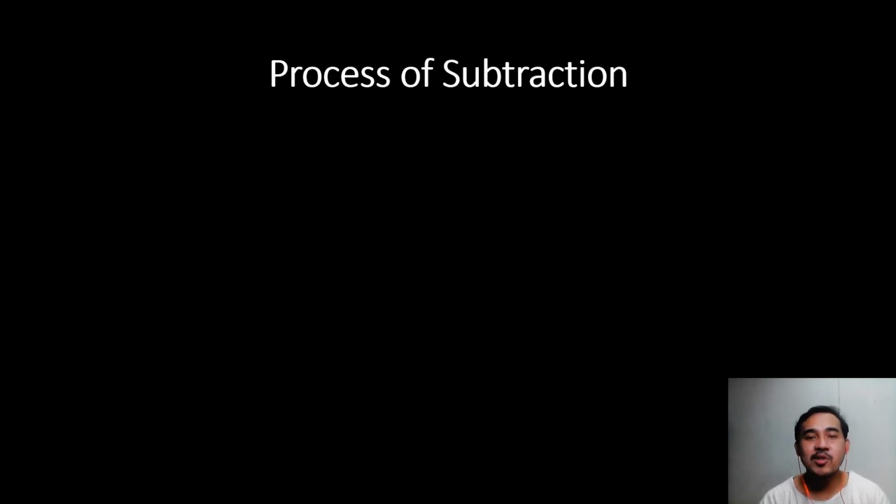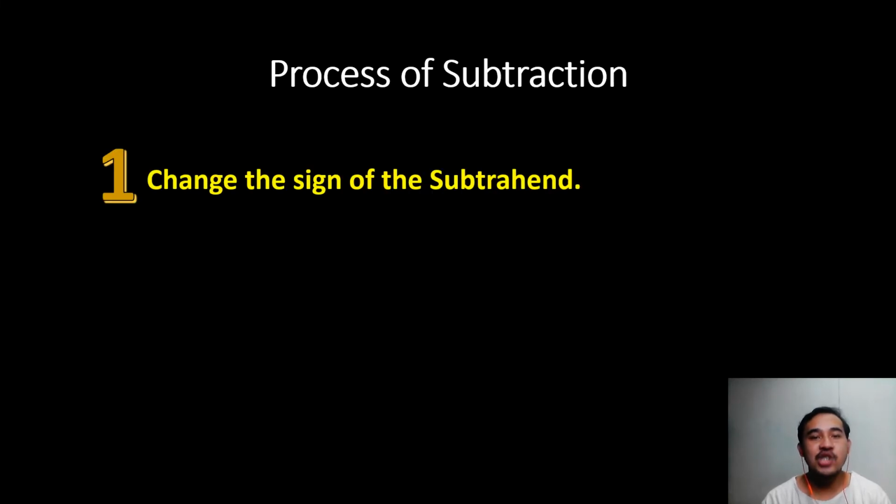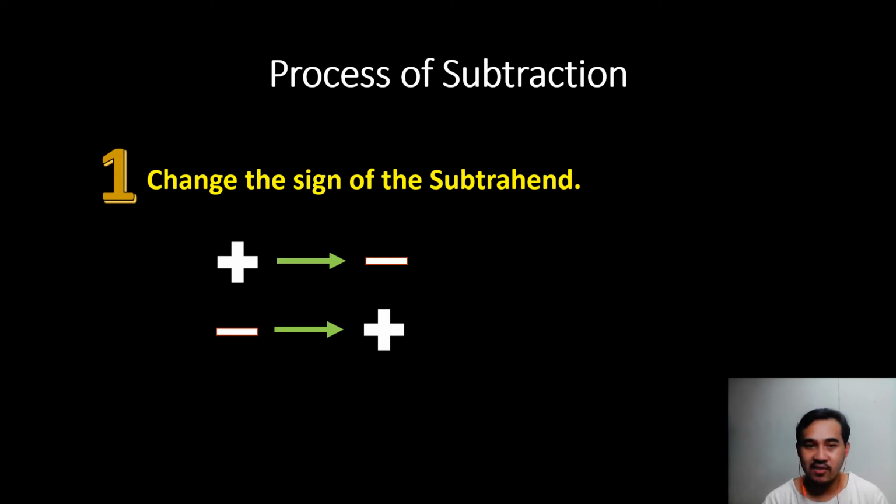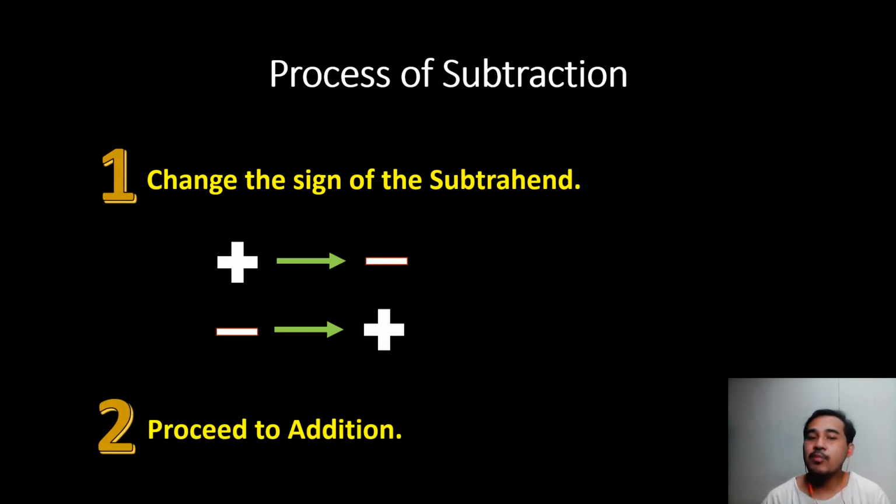Process of subtraction. The first step is to change the sign of the subtrahend. Technically, from positive to negative, and the other one would be negative to positive. Then the second step is to proceed to addition. So that's how subtraction works.